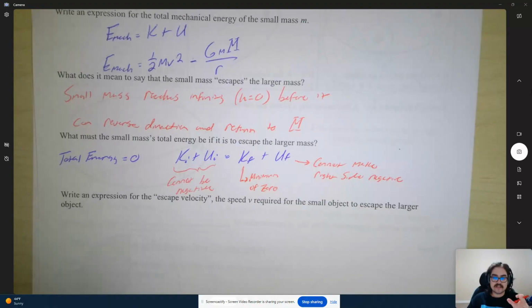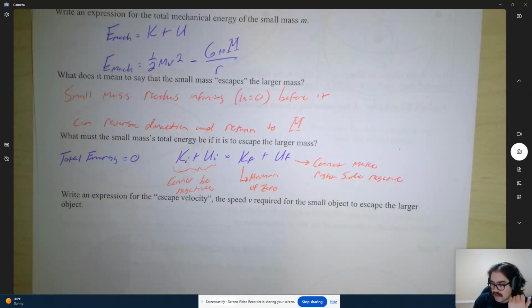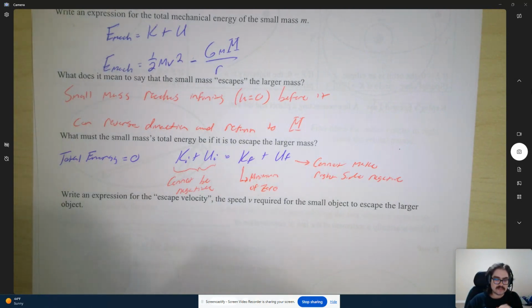That's the minimum condition. It can have some energy and still escape, but really this is the minimum condition, and it's all we need to really worry about. It is possible, I believe, for masses to escape and not have 0 total energy, but for this class that's all you need to know regarding that. So I would not worry too much about anything else. If a problem says that this mass escapes this mass, then you would need to say that the total energy would need to be 0.